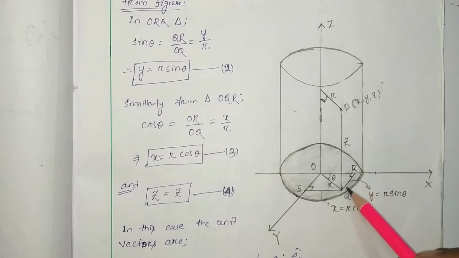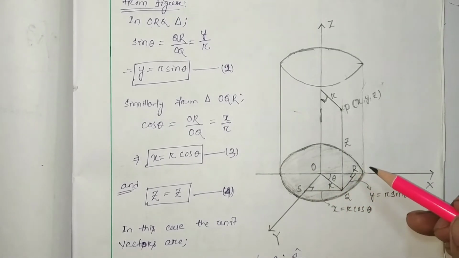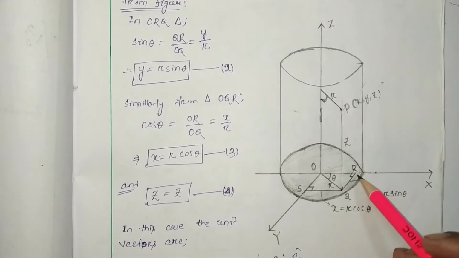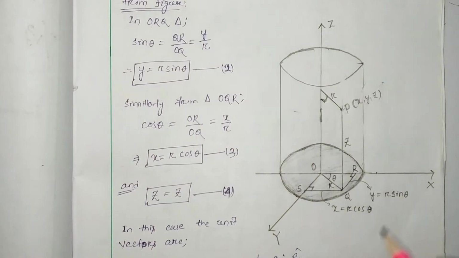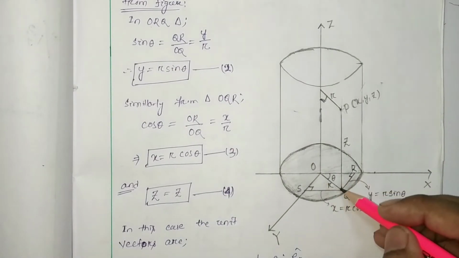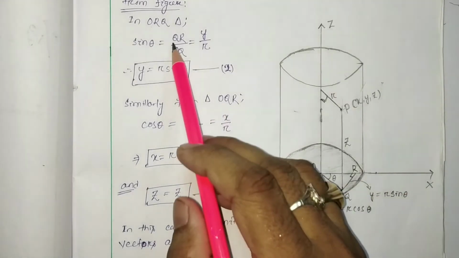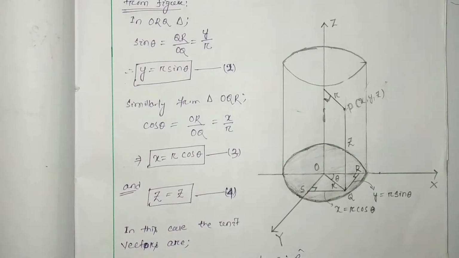QR is your y component. Sine theta is QR by OQ, because it is your perpendicular at 90 degrees, and this is your diagonal. So QR by OQ means y by r. So y will be r sine theta. Let this be your equation number 2.